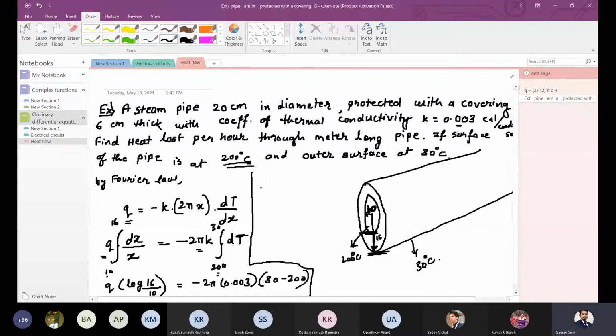So Q is equal to 2 pi 0.003 into 200 minus 30, this will be 170. Both minus signs get cancelled out on log 16 by 10, which is log of 1.6. What is the answer now? 15.705.